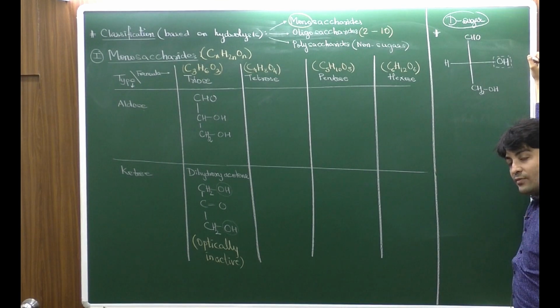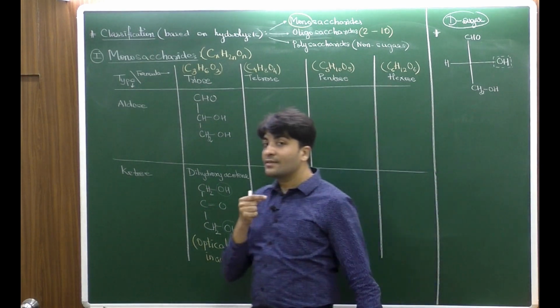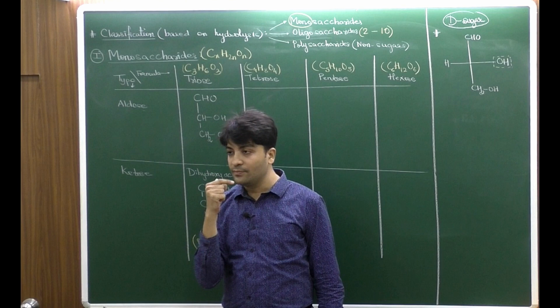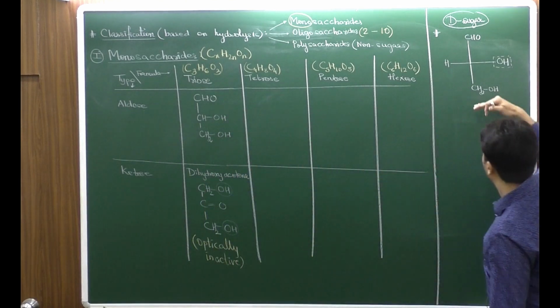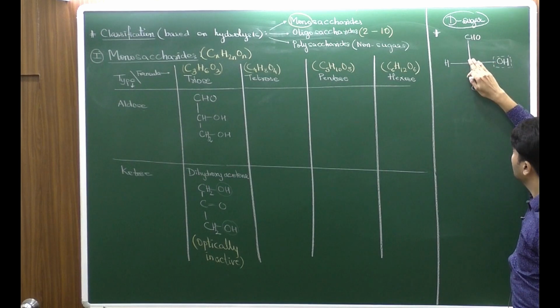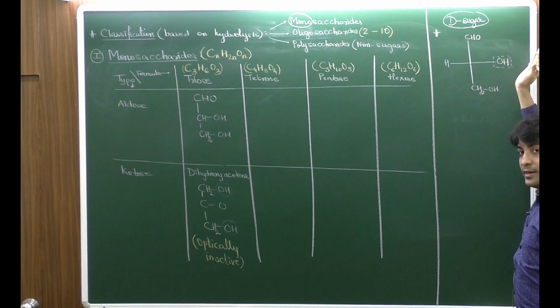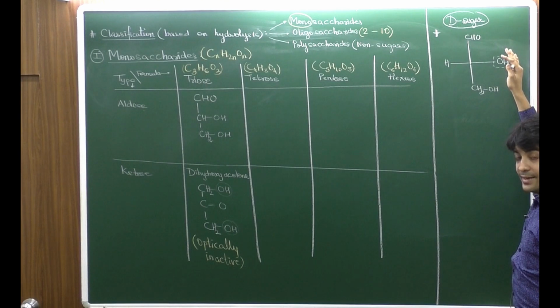Now what is the significance of this notation? You will understand when we talk about the structure of glucose in depth. ठीक है, अभी के लिए capital D sugars are those sugars in which the second last carbon, which is probably bottom से first chiral carbon, उसका OH on the right will be called a D sugar. And its mirror image, if I draw, the OH would come to the left. Then it will be a capital L sugar.